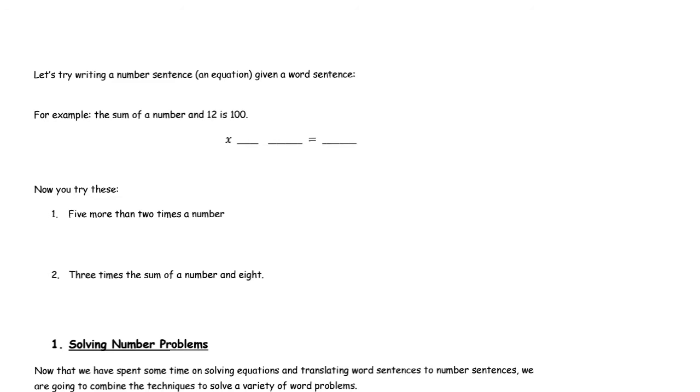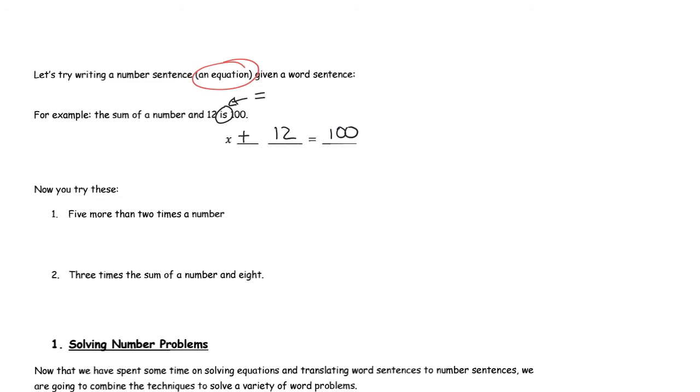Now we're going to try taking a look at an equation given in a word sentence. So the sum of a number and 12 is 100. It's that word "is" that is going to be implying the equality here. So the sum of a number, that's x. The sum of a number and 12 is 100. That's how that works here.